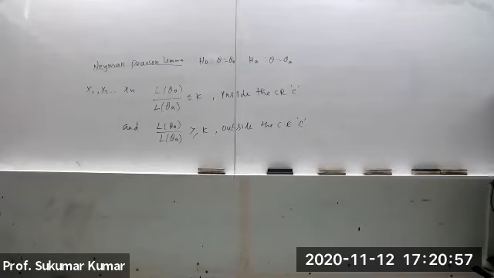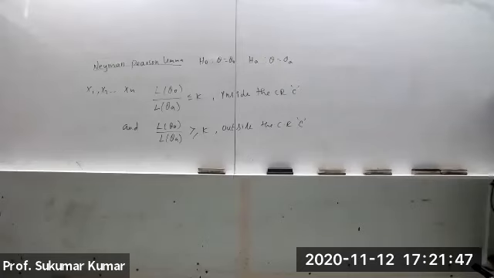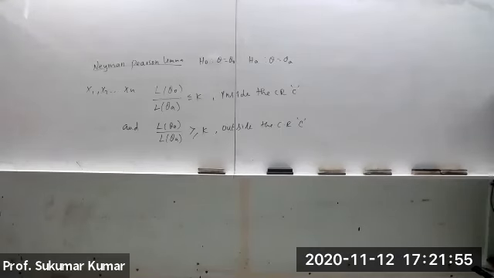Example. Suppose X is a single observation from a normal population with unknown mean mu and a known standard deviation sigma equal to 1 by 3.